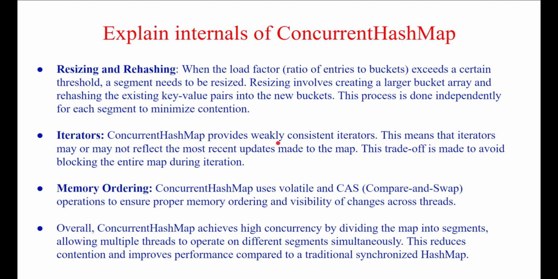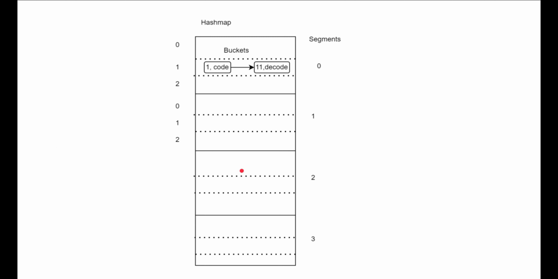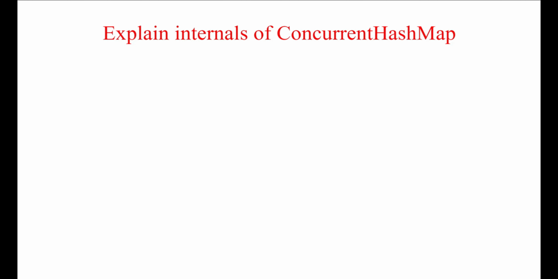Also, concurrent hash map provides you weakly consistent iterators, meaning that the iterator may not reflect the latest changes made to the map. This is the trade-off made to avoid blocking the entire map during iteration. So when you iterate over a map, a weak iterator is used, and the trade-off is that at least you will not lock the whole concurrent hash map while iterating. So you might have some stale data, but you will have better performance.